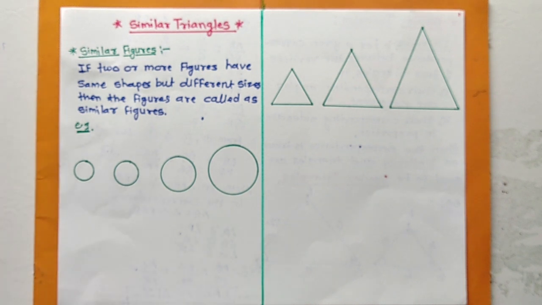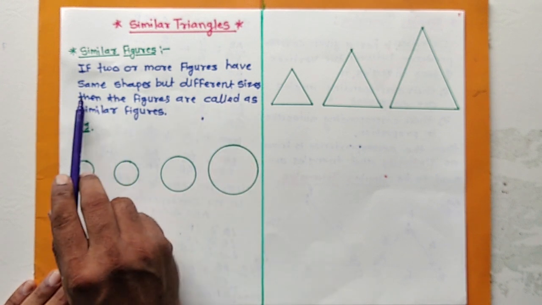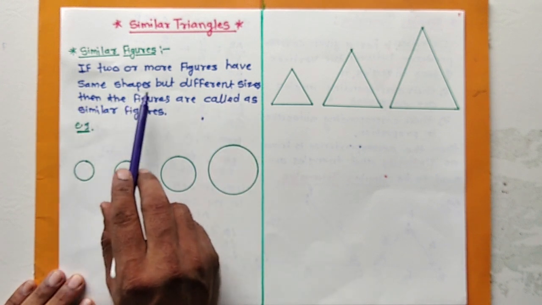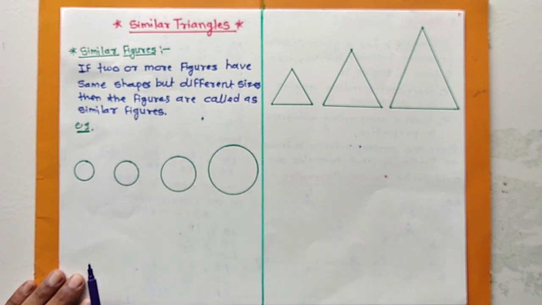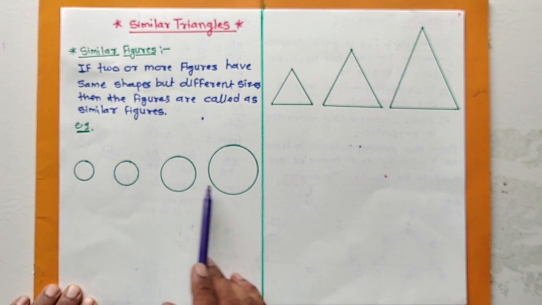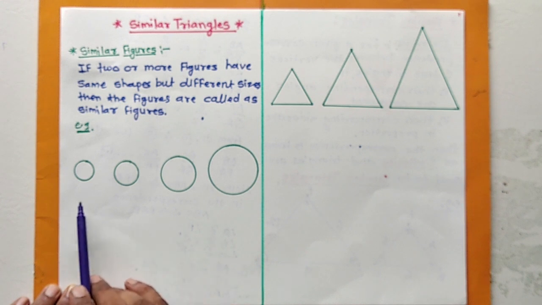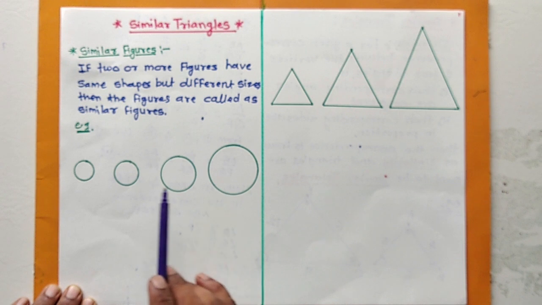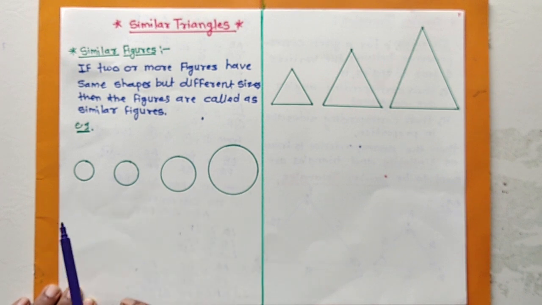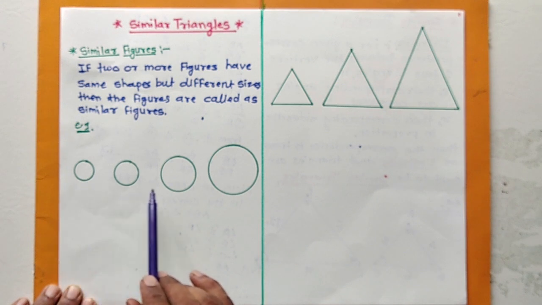Similar triangles: if two or more figures have the same shapes but different sizes, then the figures are called similar figures. See these four figures. These figures have the same shapes but their sizes are different. Therefore, we can say that these circles are similar.